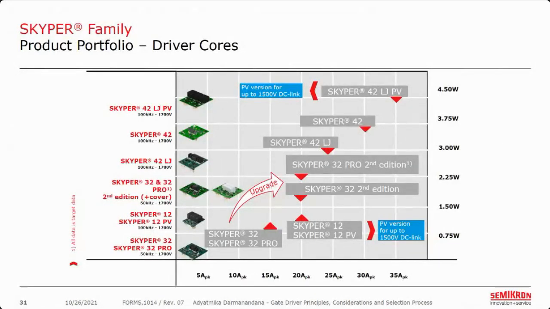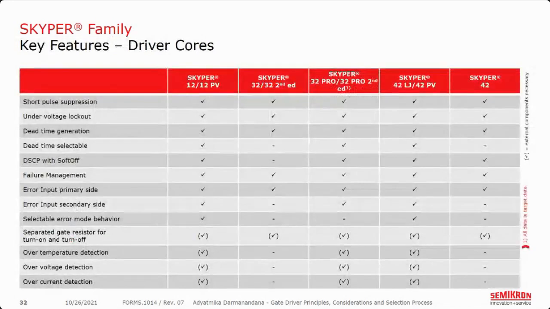So the Semikron driver products extend from 1 watt output power up to 4.2 watt output power, and from 15 amps to 35 amps peak current, with increased isolation through high CTI and an extended slit that I've shown you before. The Skyper 42 LJ-PV and Skyper 12 PV are suitable for operation with up to 1,500 volt DC link voltage. Just an overview of what our drivers offer.